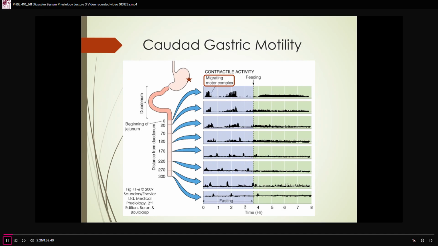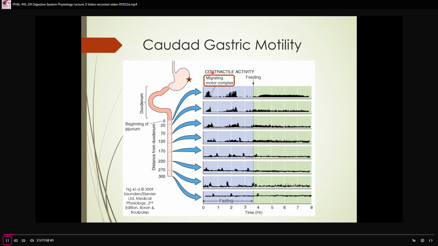So this slide is actually looking at this sort of MMC motor activity. It's actually looking at it in the small intestine, but what I do want to drive home here is that it's both the caudad part of the stomach and the entire small intestine, the duodenum, the jejunum, and the ileum, that is engaging in this same type of motor activity the whole time. So you can translate what we're showing here going on in the small intestine to what would be going on up here in the caudad part of the stomach.